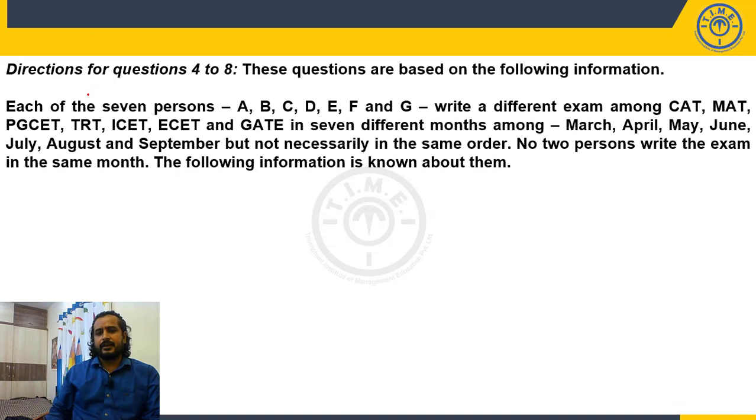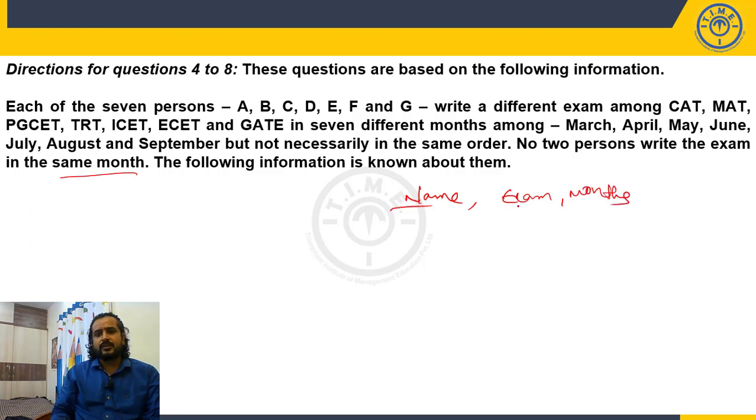Seven persons A, B, C, D, F, G write a different exam: CAT, MAT, PG set, TRT, I set, E set, GATE in 7 different months among March, April, May, June, July, August, September, but not necessarily in the same order. No 2 persons write the exam in the same month. The following information is known about them. How many parameters are given? 3 parameters. One is names, one more is exam, one more is 7 different months.